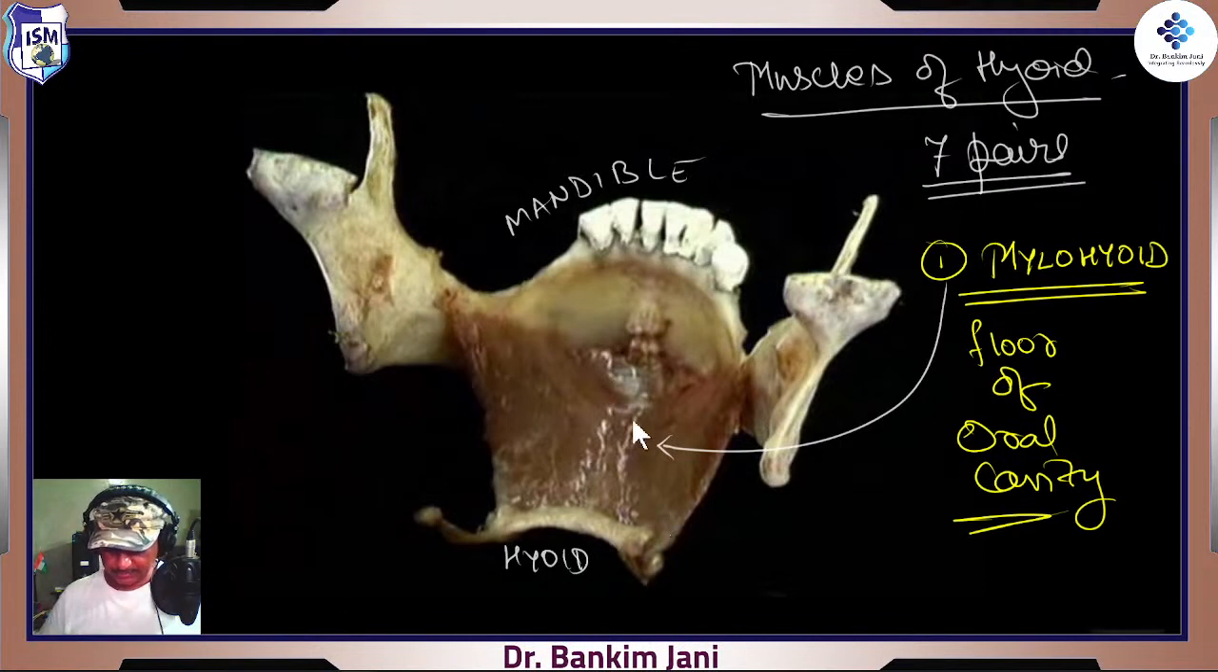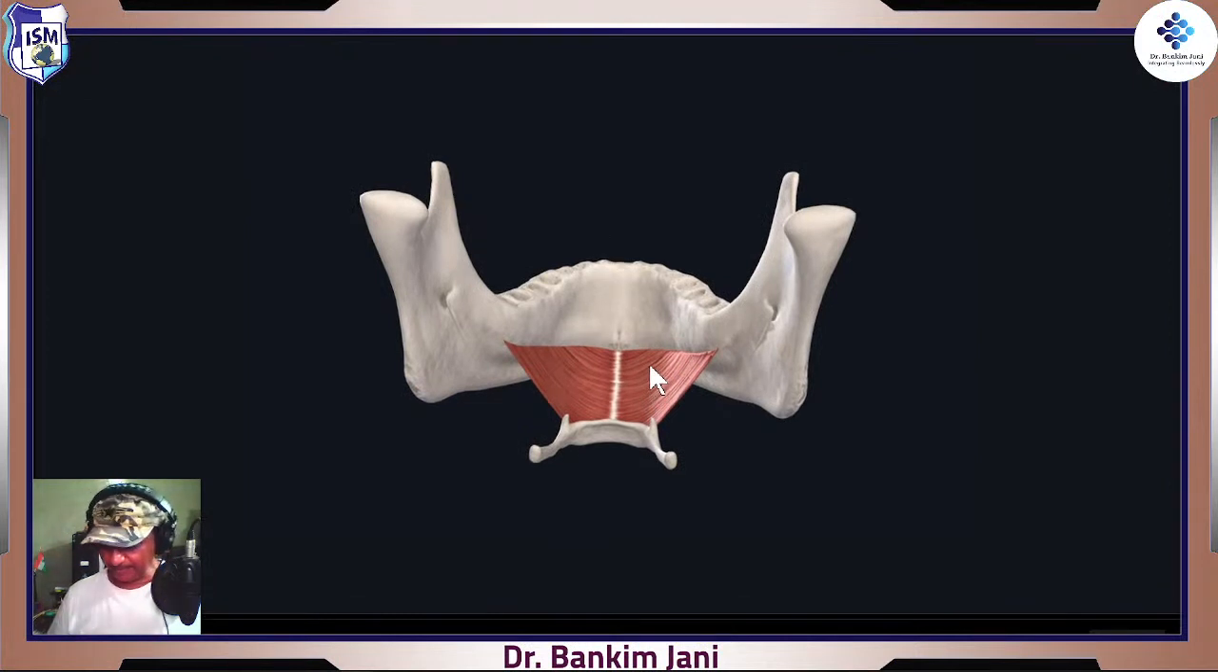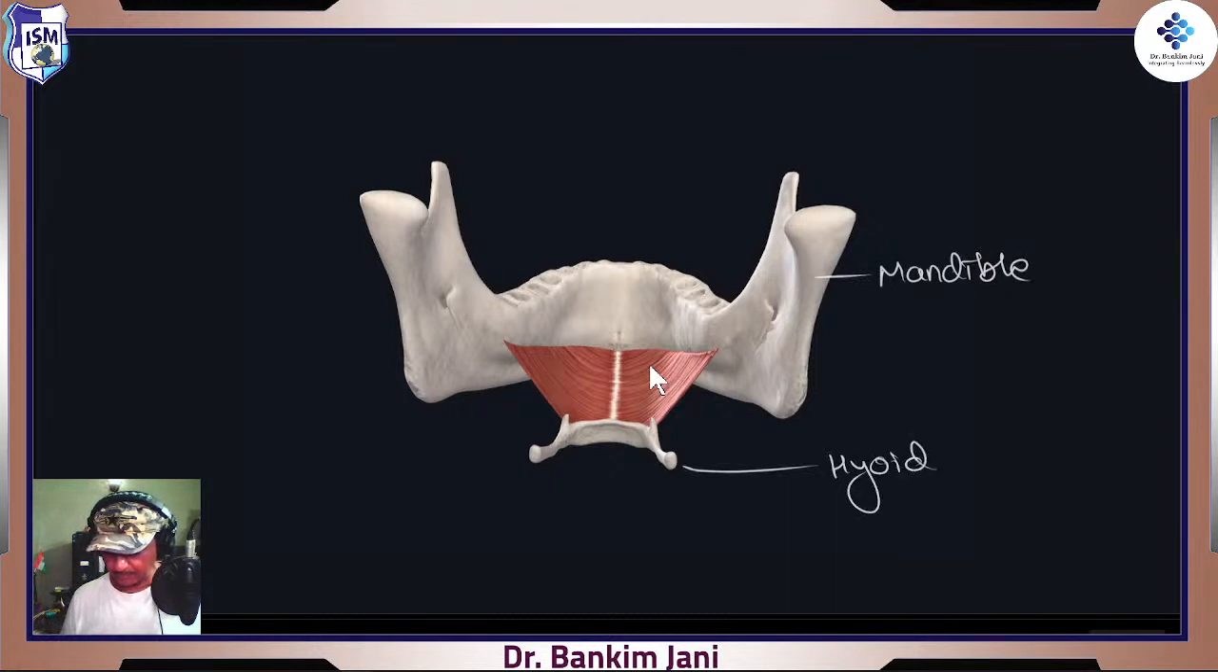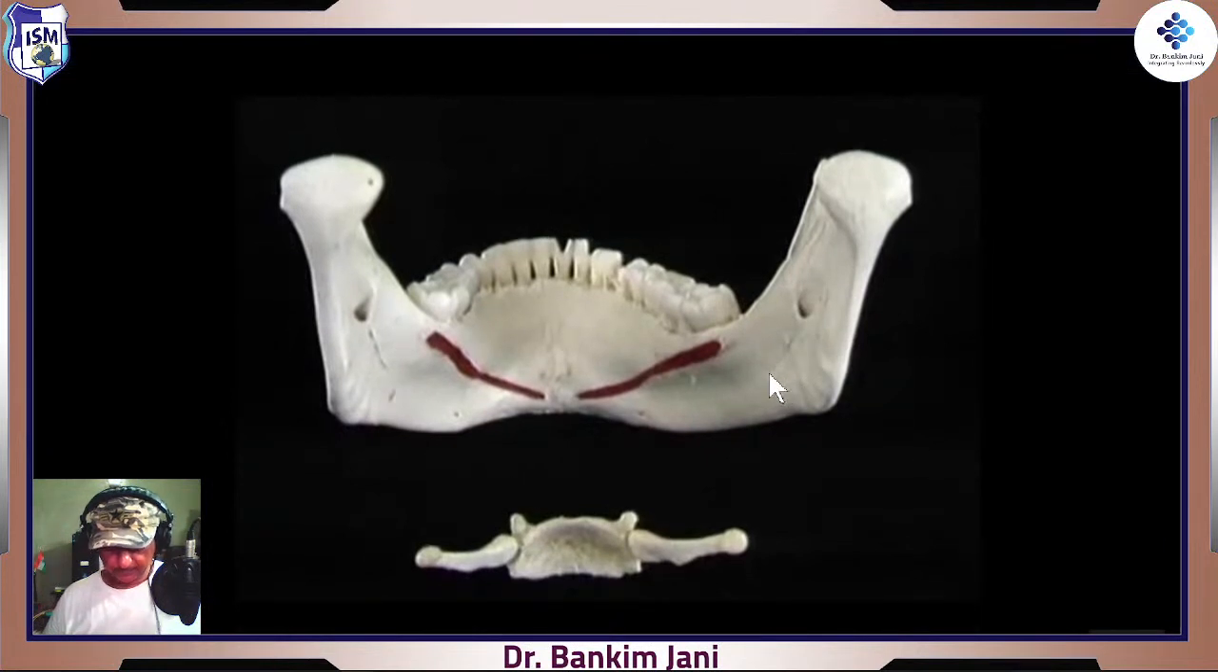Now let's see it from another angle. This gives much better clarity. So here it is our mandible, right? And this one is the hyoid bone. Okay? And this one is Mylohyoid. See, the Mylohyoids from both sides are converging onto the hyoid bone. That's where they emerge, right?